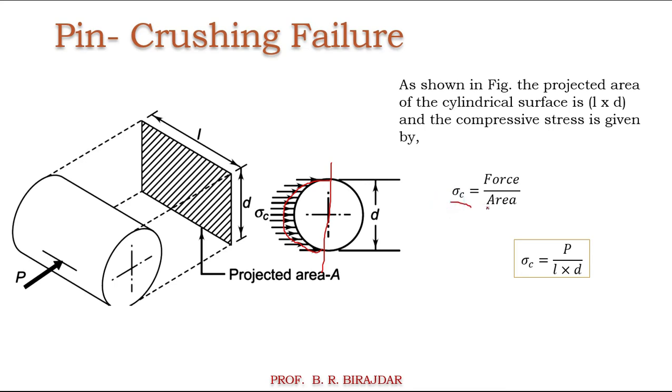Therefore the crushing stress is equal to force upon area, therefore the load P is equal to L into D. The L may be the length of this pin inside the eye end. As we had seen that length is A, we can take A here, so you can take A into D also. So that is the crushing failure of this pin.